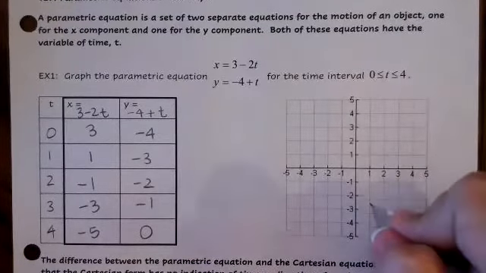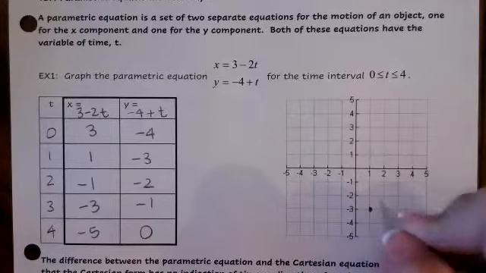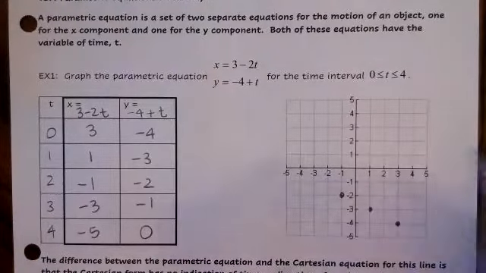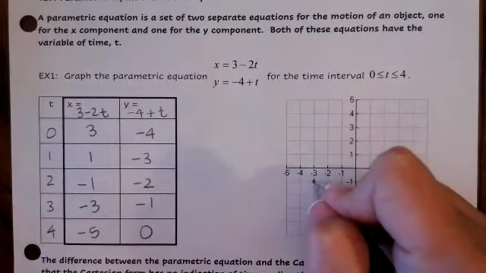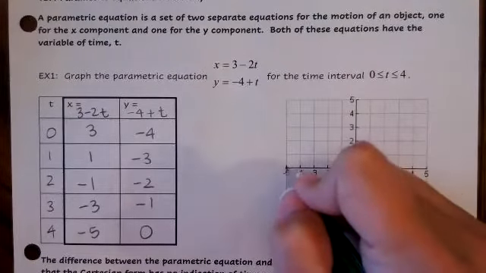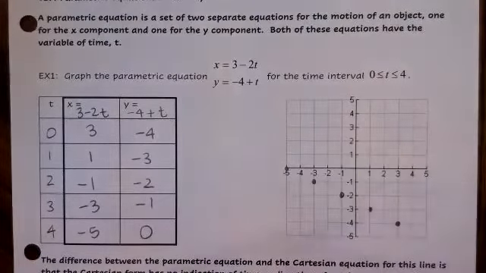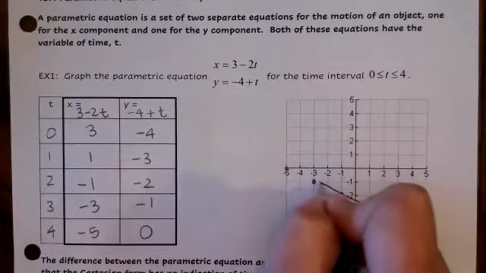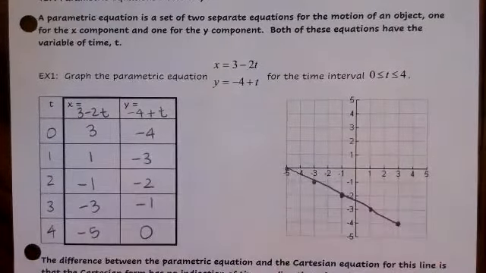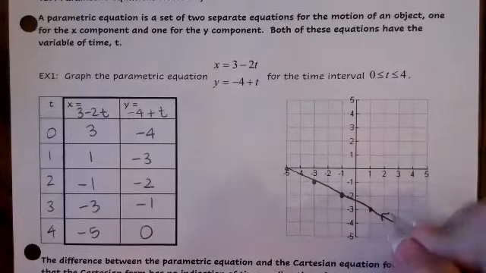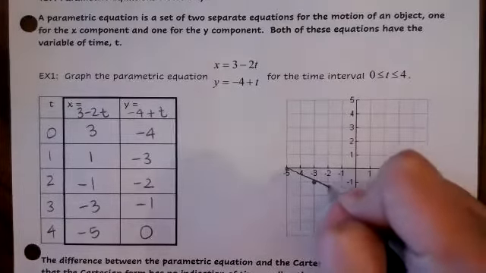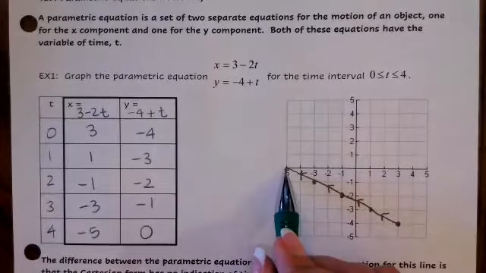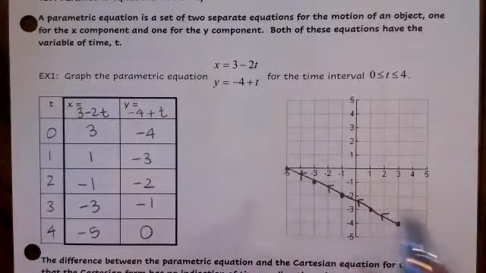The next point would be 1 and -3. The next one is -1 and -2. Then -3, -1, and -5, 0. I'm going to go ahead and start where my first point is, and I'm going to connect my points now. And then we put a little arrow here to show its direction. So this is my first endpoint, this is my last one here, and it is moving in this direction.